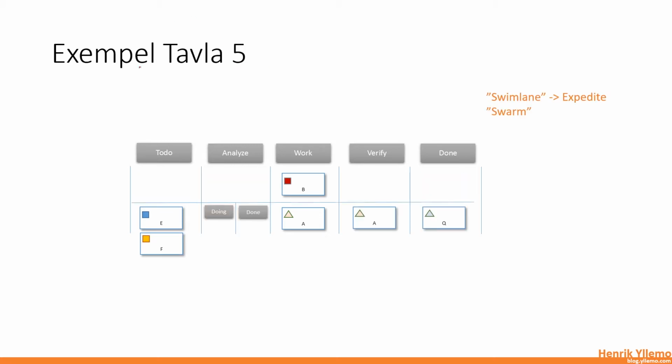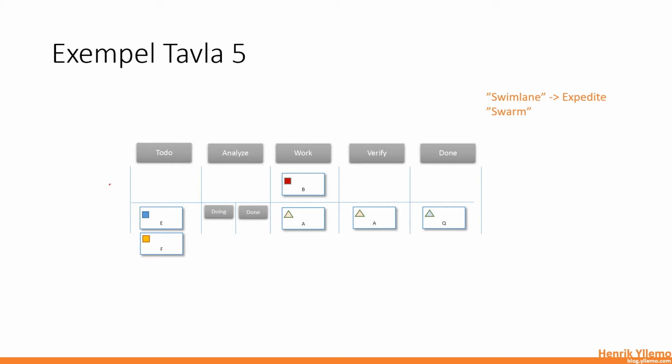So in this example of board 5, we also have something called swim lanes. We can divide the board into different lanes like this. So we have a lane up top here, and we have another lane at the bottom here. This type of lane can be used for various things.